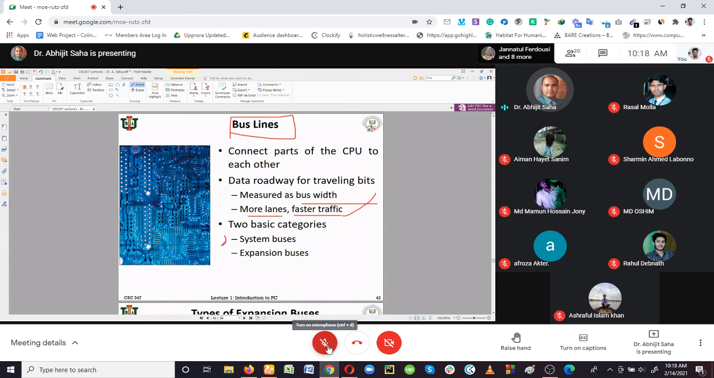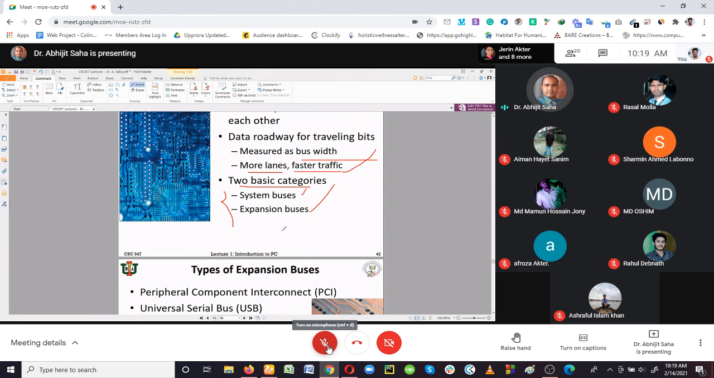And there are mainly 2 basic types of buses: system buses and expansion buses. You should understand that the system bus is the main busy area, right? It is the connection between the CPU, the RAM and the graphics card. That is the most powerful one, where most signals, I mean bits, travel between these 3 devices.